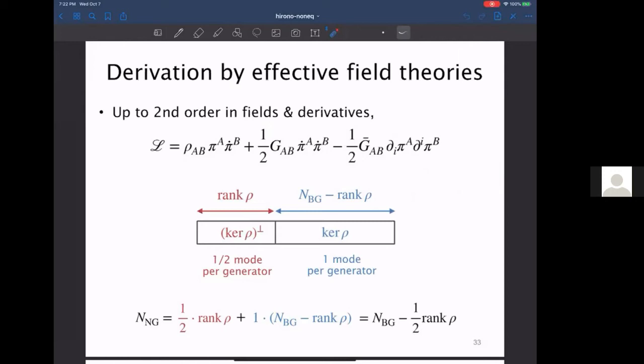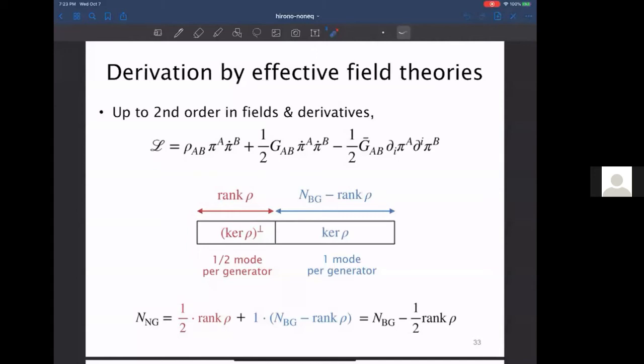And so there are terms with second order time derivative and second order spatial derivative. And because of the lack of Lorentz invariance, there can also be a term with a single time derivative like this. And here, this matrix rho AB can be taken to be antisymmetric because the symmetric part is just a total derivative and doesn't contribute to the equation of motion.